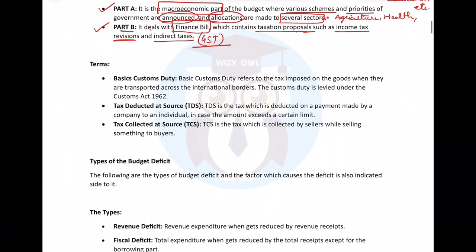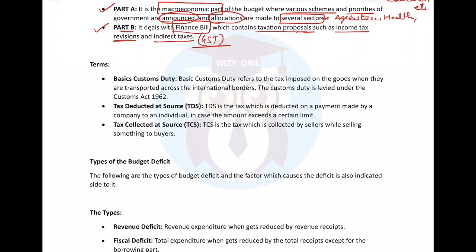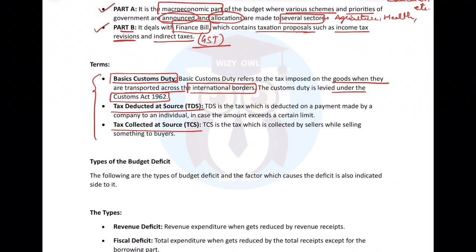Now there are a few terms which were mentioned in this year's budget, like basic customs duty, tax deducted at source, and tax collected at source. Customs duty is imposed on goods when they are transported across international borders. They are levied under the Customs Act 1962. They are mainly imposed to safeguard our domestic industry and to monitor the movement of goods.